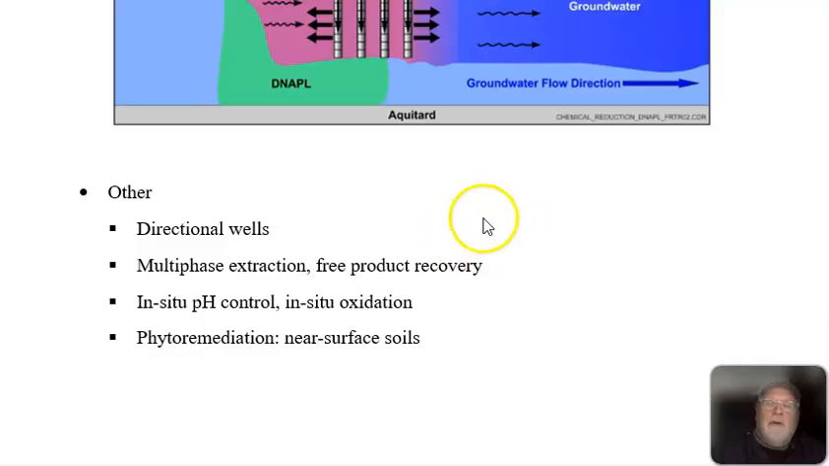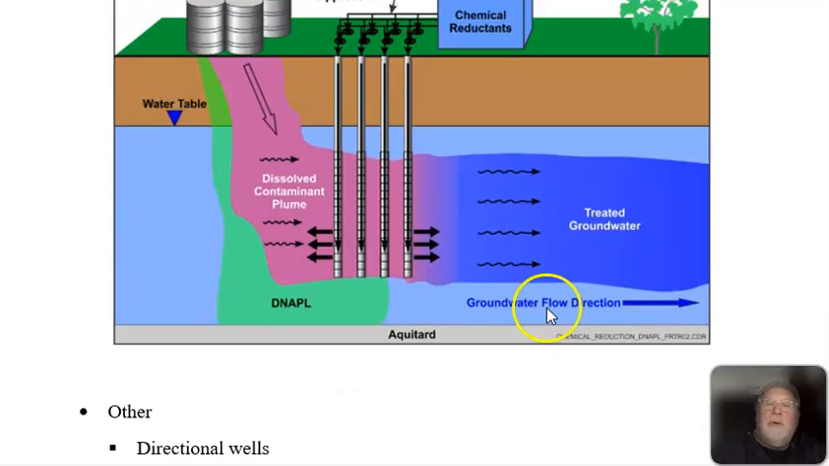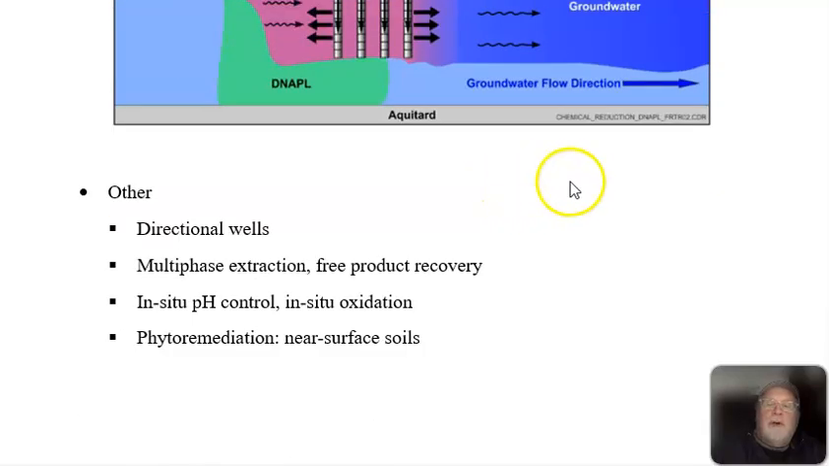In addition to the other chemical reactions we talked about, you can do in situ pH control if that helps the situation, in situ oxidation, as opposed to most of these things we talked about, which are reduction. And even phytoremediation can treat soil or groundwater near the surface. So you can put plants in there that will take up heavy metals, for example, and then you harvest the plants, and now the heavy metals are in that plant, and then you can process that some other way.